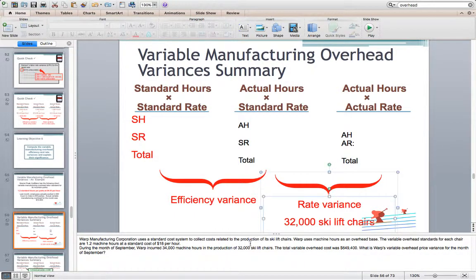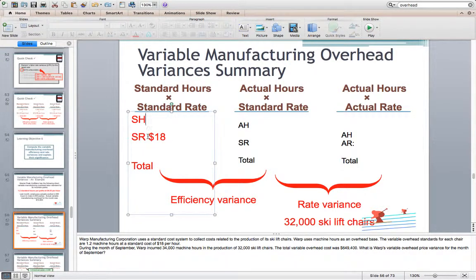And at the end they said that they're making 32,000 ski lift chairs. And they use machine hours as an overhead base. The variable overhead standards for each chair are 1.2 machine hours at a standard cost of $18 per hour. So remember, our standard rate, they gave that to us, is $18. That's on a per unit basis.